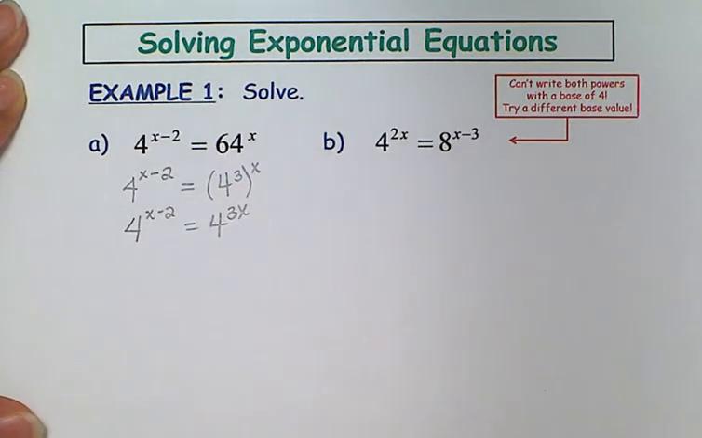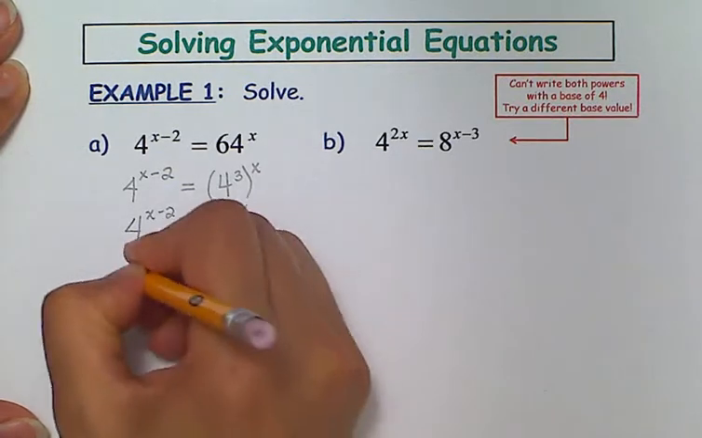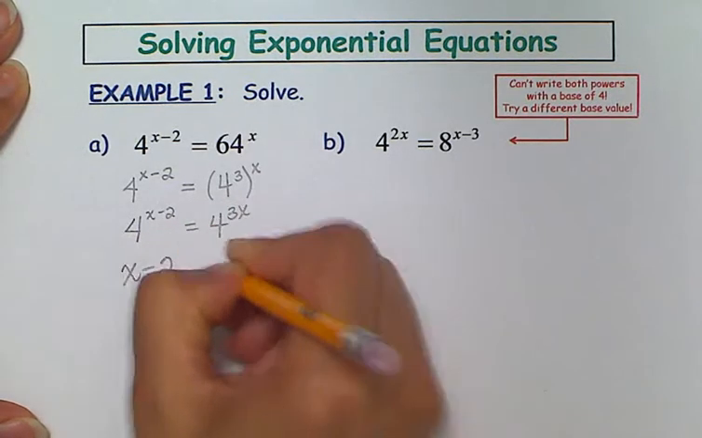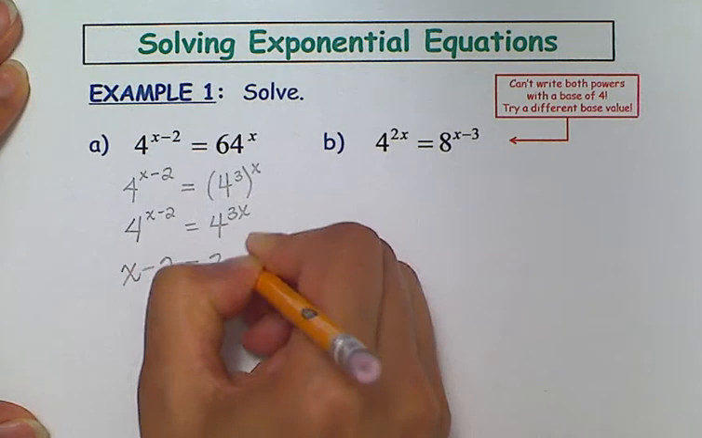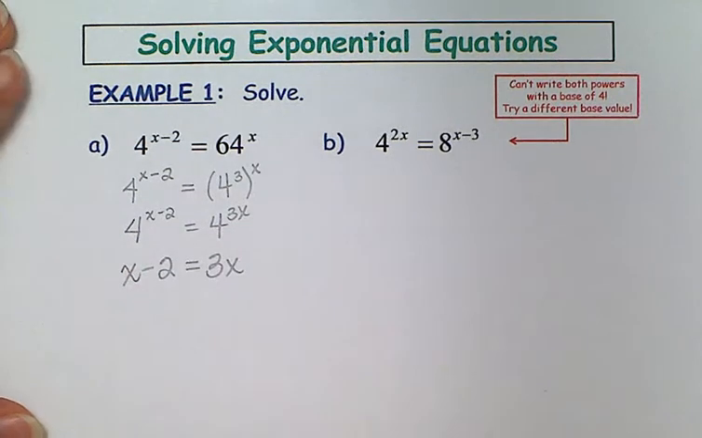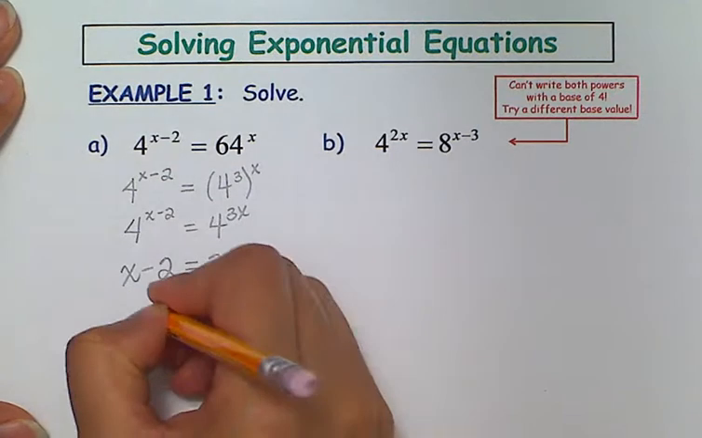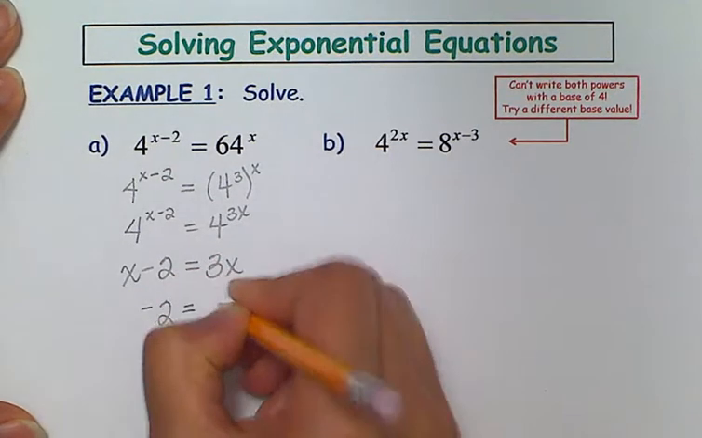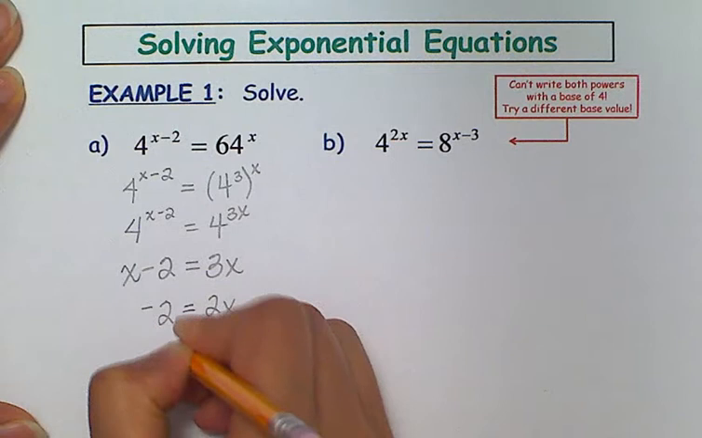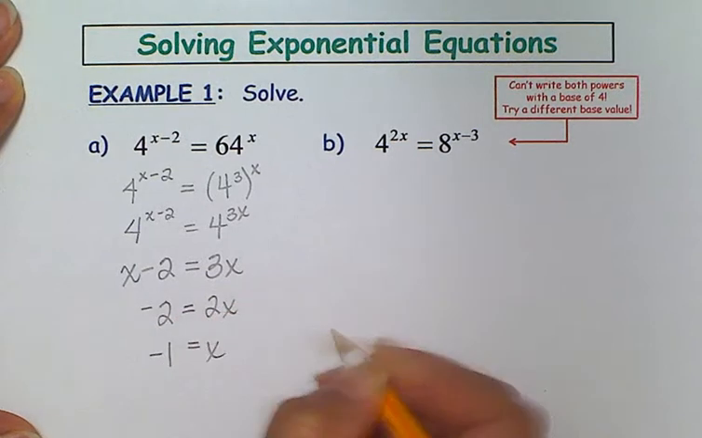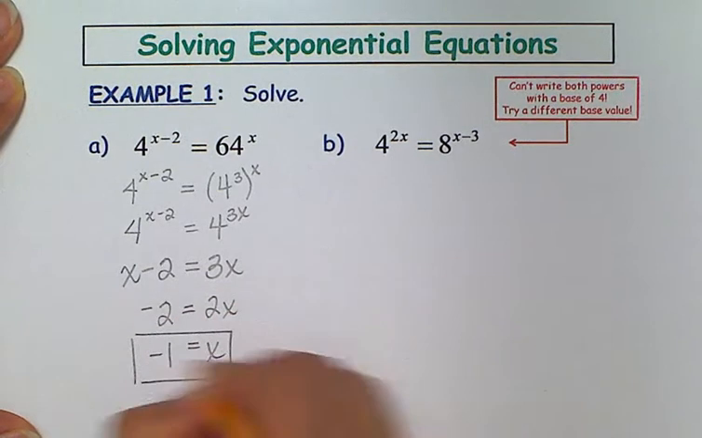And since the bases are the same, now what that means, I can set the exponents equal to each other. And so that means I have x minus 2 is equal to 3x. So the only way this statement would be true is if the exponents were equal to each other. And so now I can rearrange the equation so that I can solve for x. I'll bring this x over to this side, and I'll get negative 2 equals 2x, which means negative 1 is equal to x.